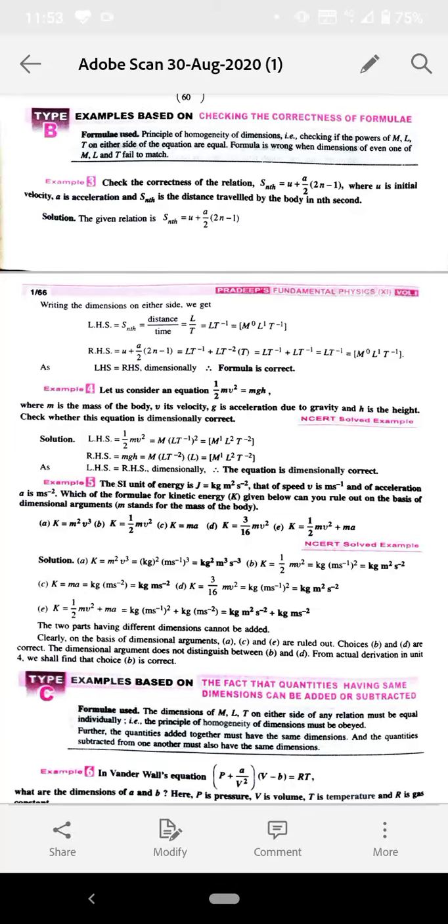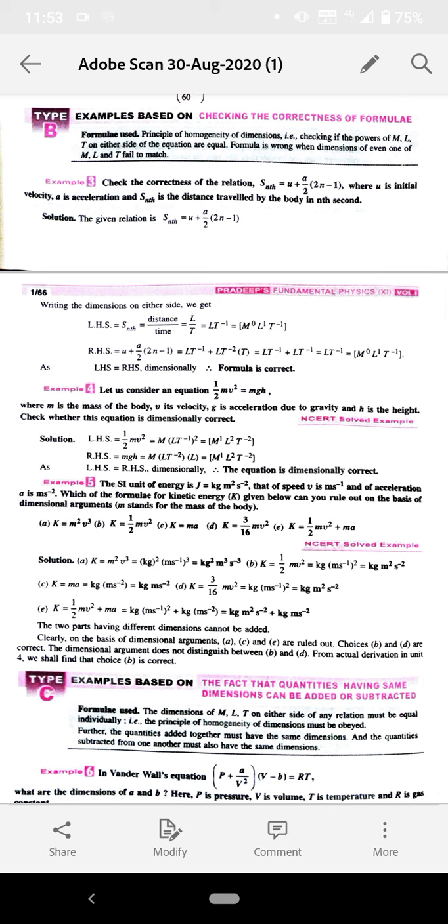In this session, I will discuss checking the correctness of a formula using dimensional analysis. So let us consider an example. We have to check the correctness of the relation S_nth = u + (a/2)(2n − 1), where u is initial velocity, a is acceleration, and S_nth is the distance traveled by the body in the nth second. We have to check whether this relation is dimensionally correct or not.